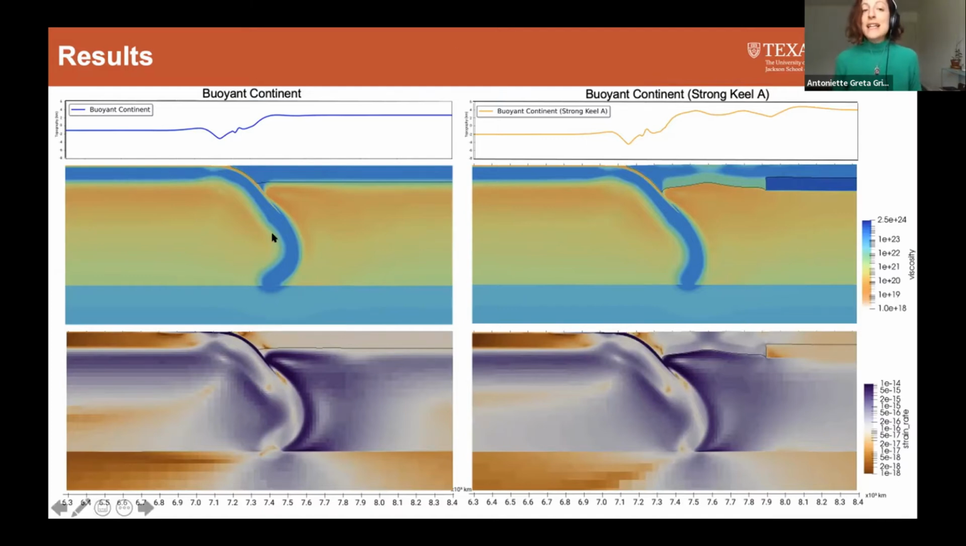But this is just a snapshot in time. So how does the topography then evolve as the model evolves?